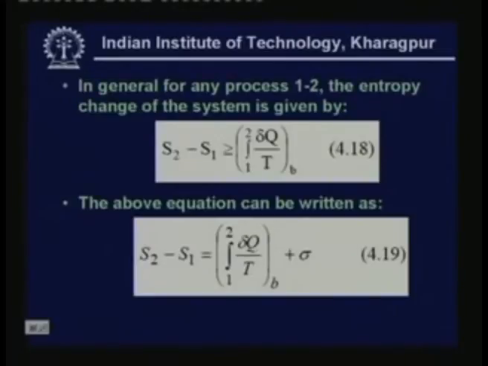That means you can eliminate the greater than sign and write this as S2 minus S1 is equal to the integral of ∂Q/T from 1 to 2 plus sigma. And sigma is what is known as the entropy production parameter. If you compare the earlier equation with this, you know that for a reversible process, sigma has got to be 0. So, for a reversible process, S2 minus S1 is equal to the integral of ∂Q/T, whereas for an irreversible process, S2 minus S1 has got to be greater than the integral of ∂Q/T. That means sigma has to be greater than 0. So, sigma can be either greater than or equal to 0, and it can never be less than 0.